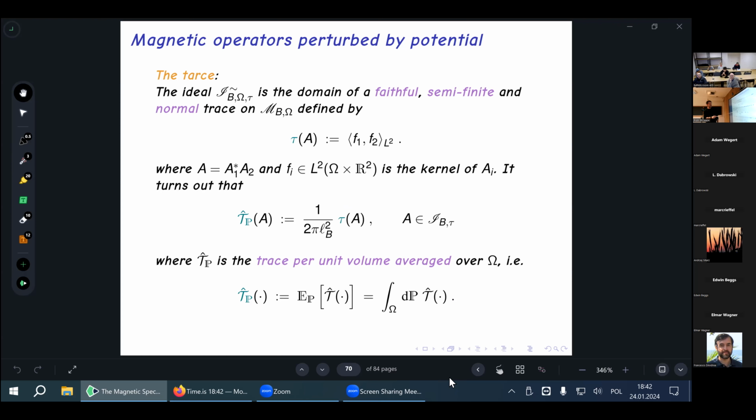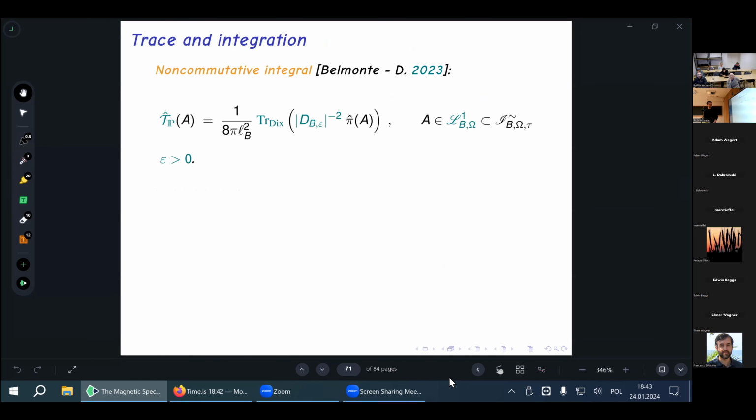It turned out that, again, this trace is nothing more than an incarnation of the trace per unit volume. Now I also have to remember that I have omega, and in the trace per unit volume there is the averaging with respect to this. I'm expressing it in this way. On this ideal, we can prove again this type of result: the trace per unit volume of my operator can be re-expressed as the Dixmier trace normalized by the inverse of the modulus of the Dirac operator.